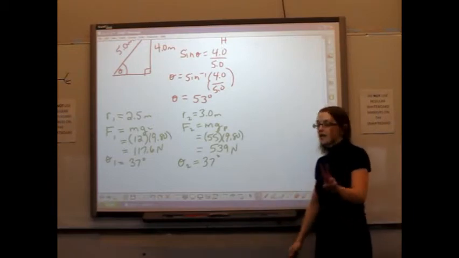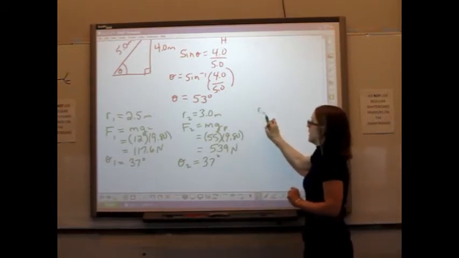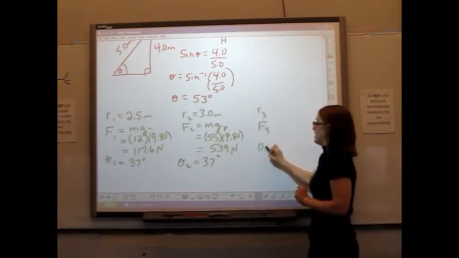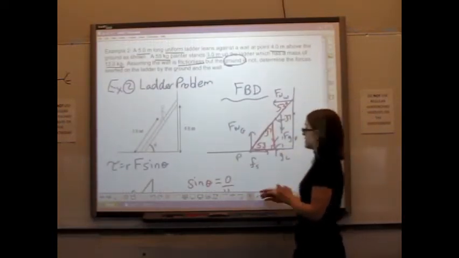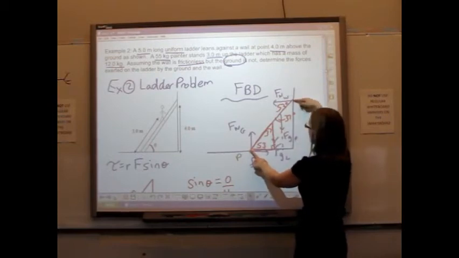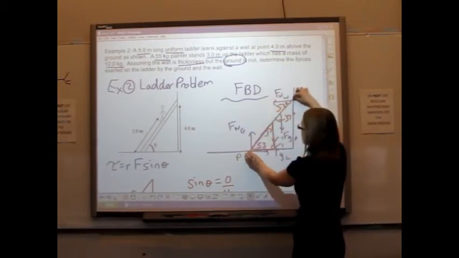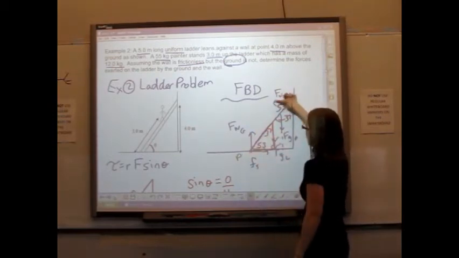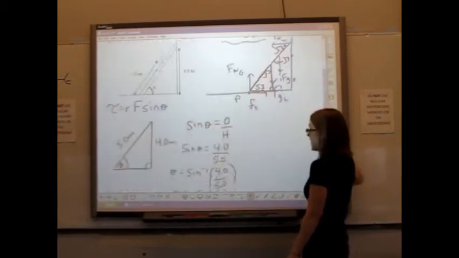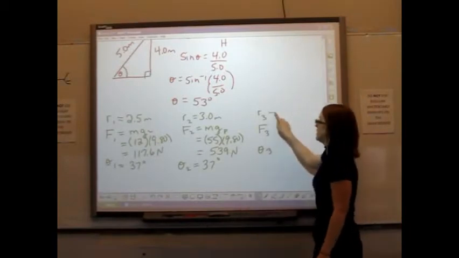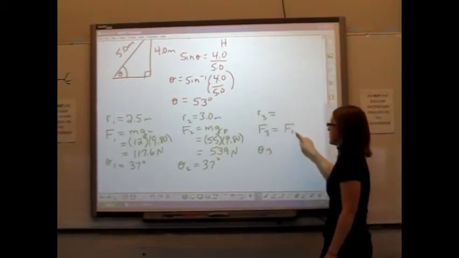Okay, so there's 2 torques taken care of. We've got 1 left. R3, F3, theta 3. Alright, so the ladder itself, the distance, the normal force from the wall is the full length of the ladder, so that's 5 meters. And again, with the corresponding interior angles, 53 degrees is the angle, and our only unknown then would be force normal of the wall.